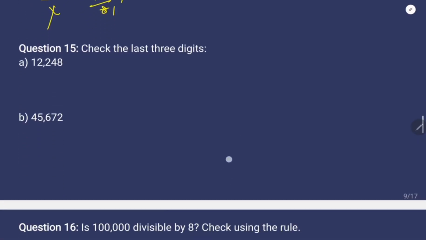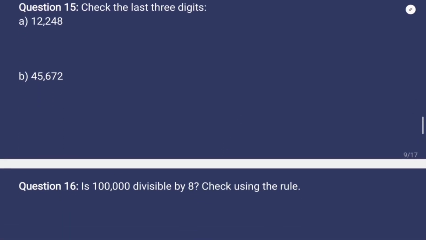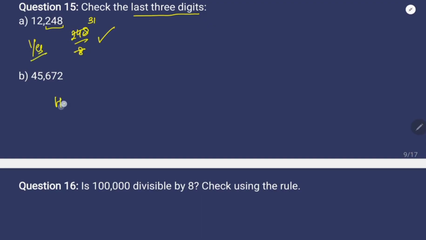Okay. Similarly, we have question number 15. What does it say? It says check the last 3 digits. 248. 248 is divisible by 8. So you will say yes, right? And this is a homework for you. Check and tell me in comments whether it is divisible or not.